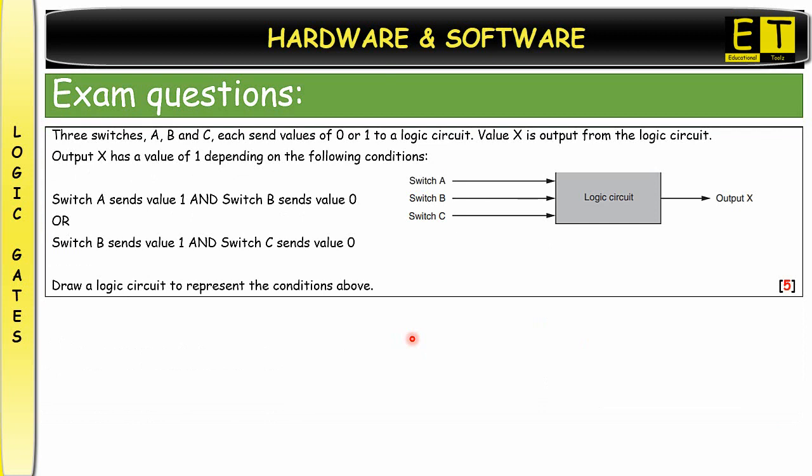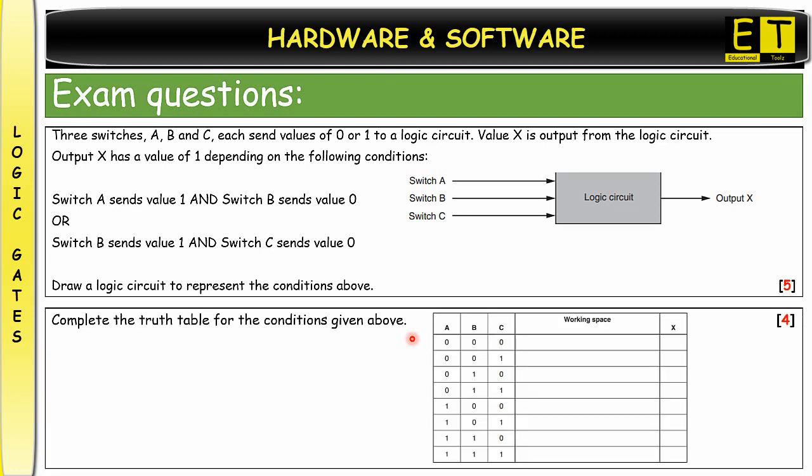3 switches, A, B and C each send values of 0 or 1 to a logic circuit. Value X is output from the logic circuit. Output X has a value of 1 depending on the following conditions. Switch A sends value 1 and switch B sends value 0, or switch B sends value 1 and switch C sends value 0. Draw a logic circuit to represent the conditions above. Complete the truth table for the conditions given above.